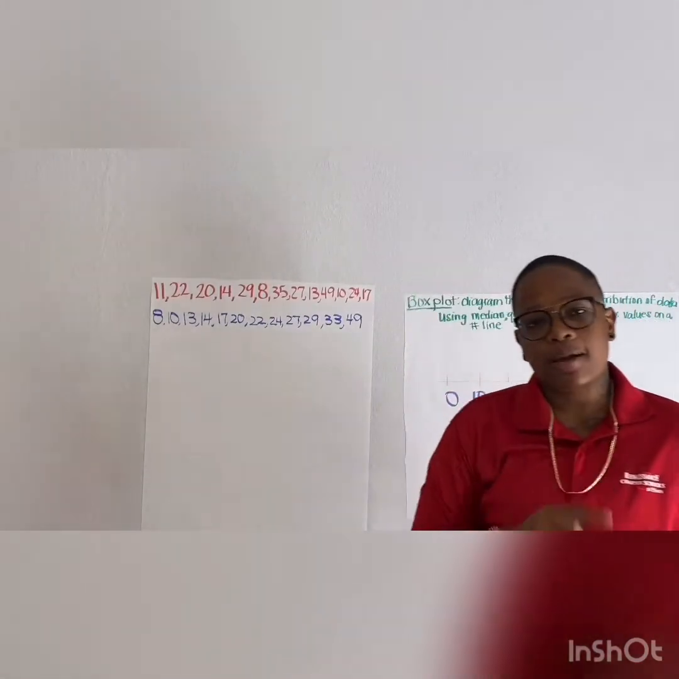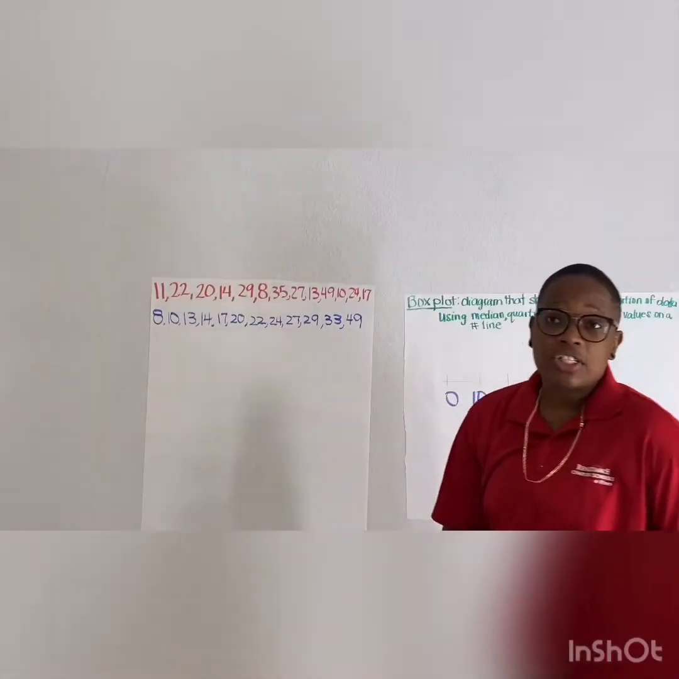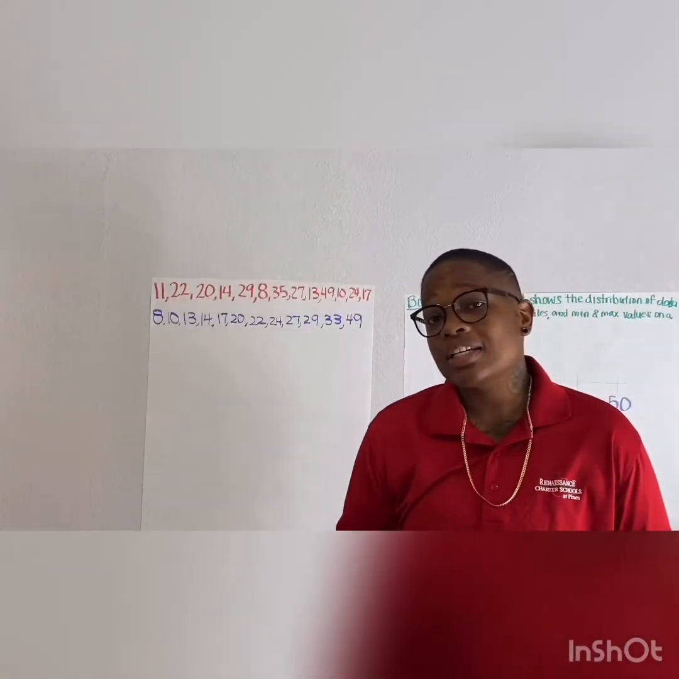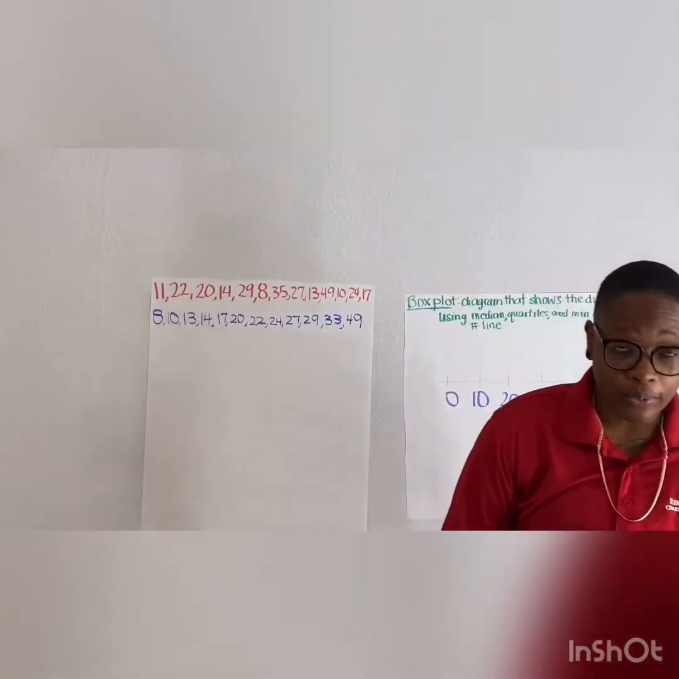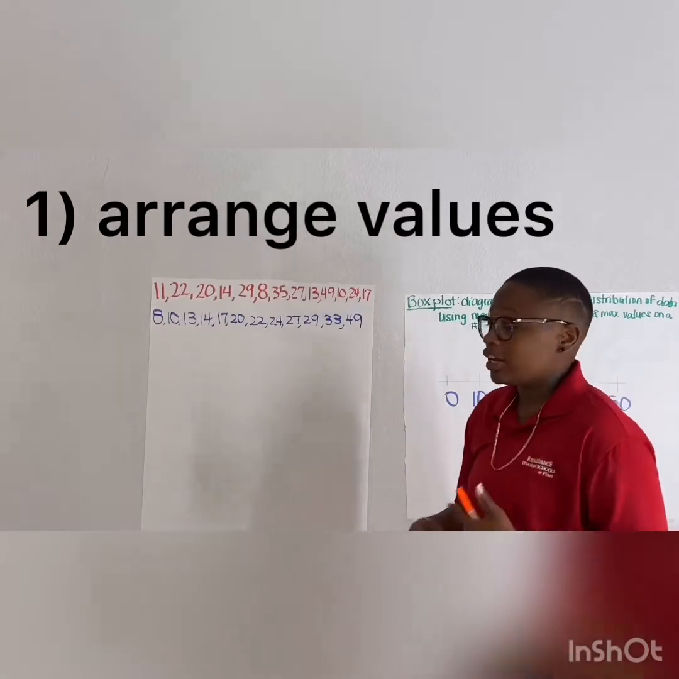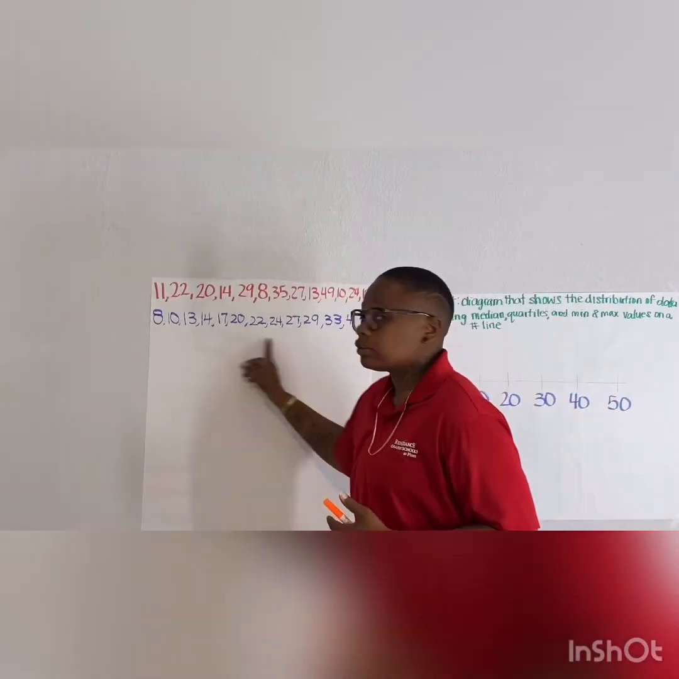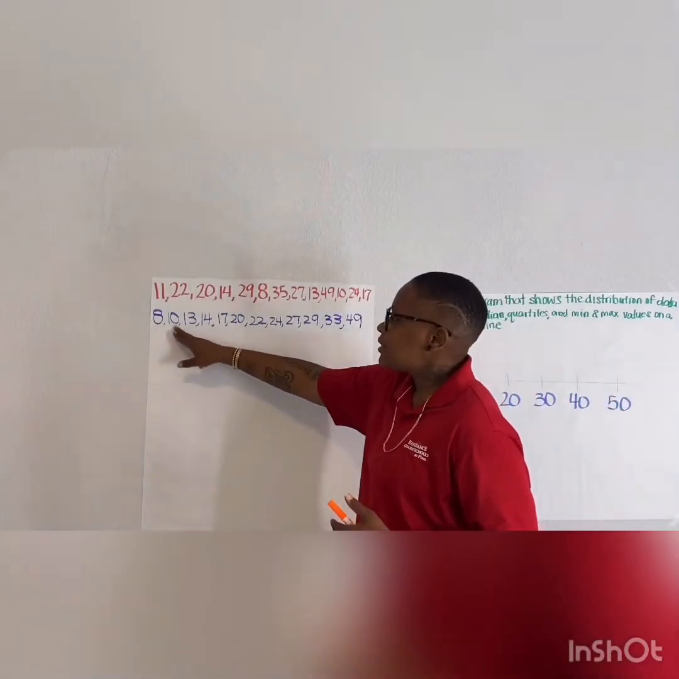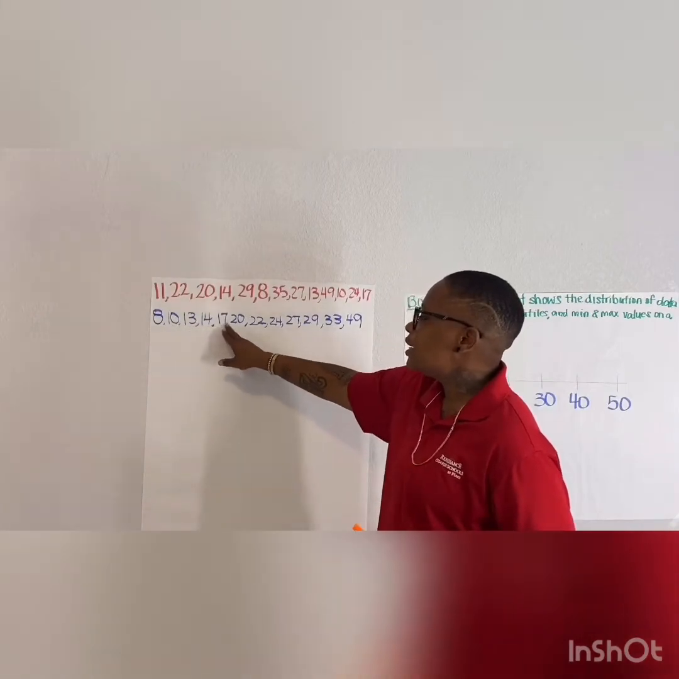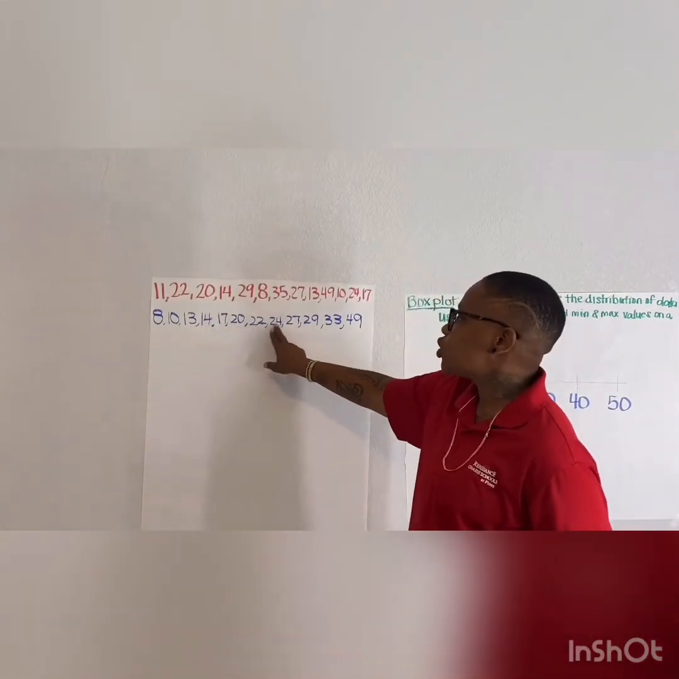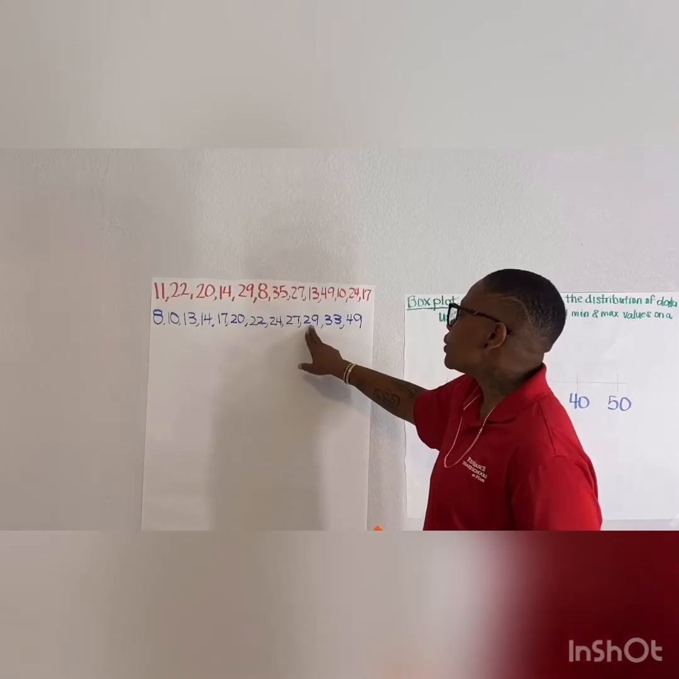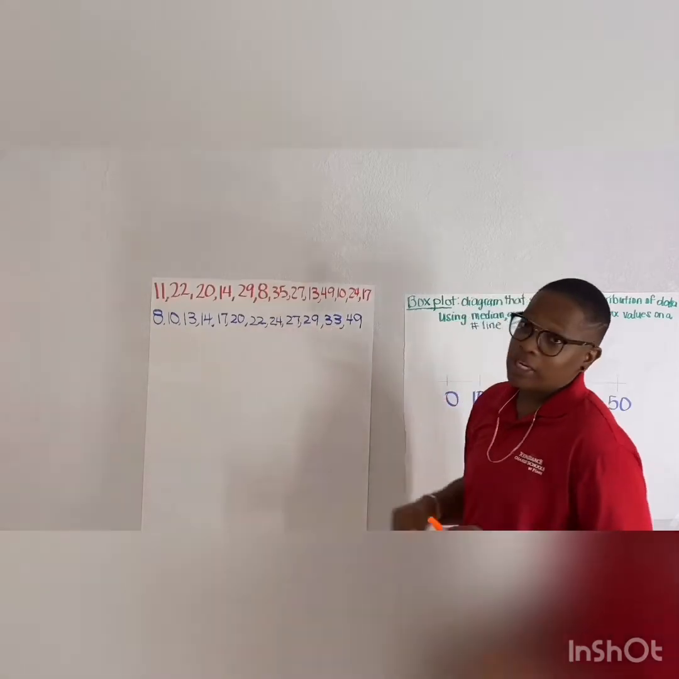So my first step, which I've already done for you, is to arrange your values from least to greatest, or in ascending order. Ascending order means least to greatest. So if I do that, this is your result: 8, 10, 13, 14, 17, 20, 22, 24, 27, 29, 33, and 49.